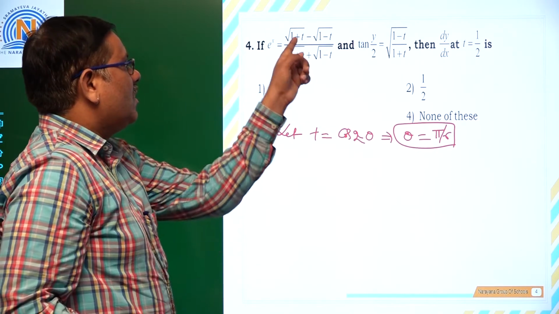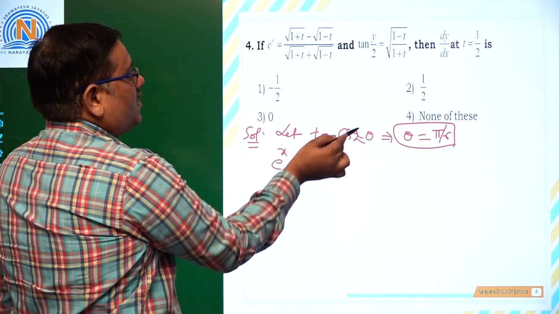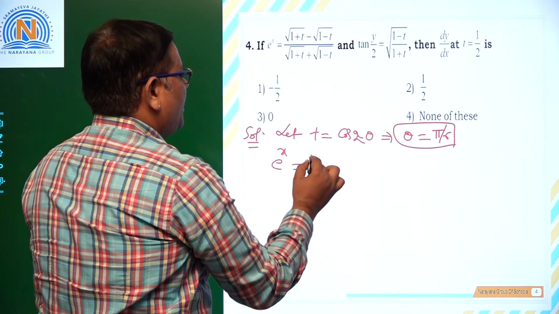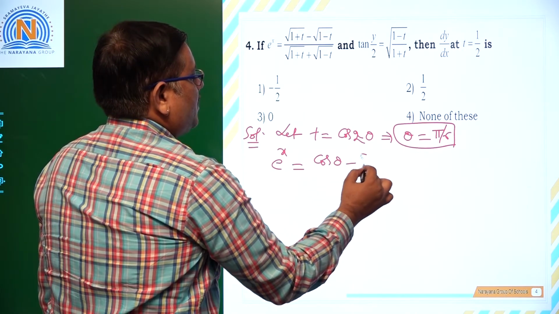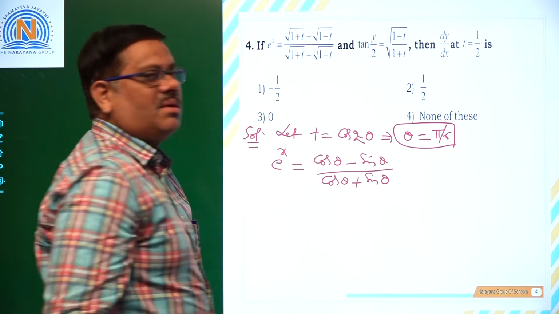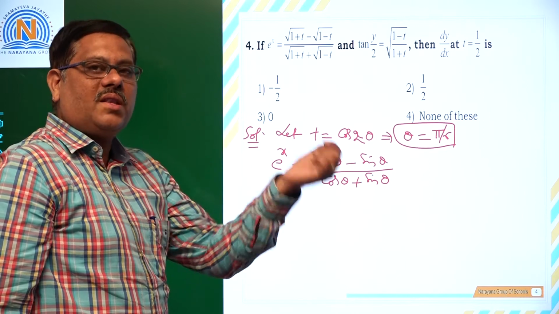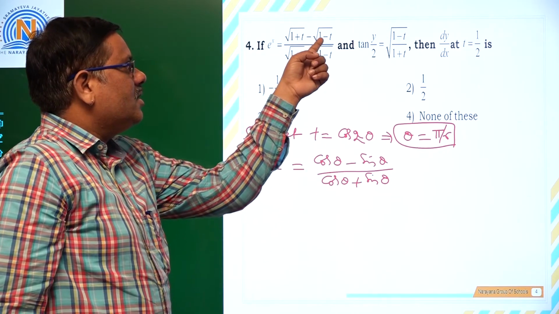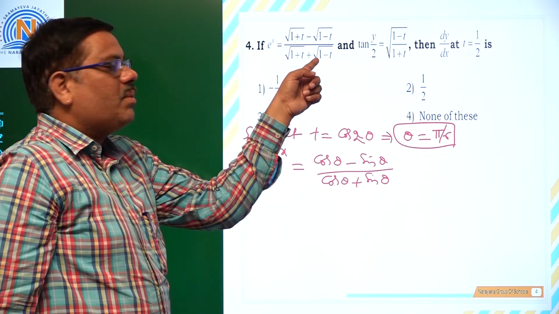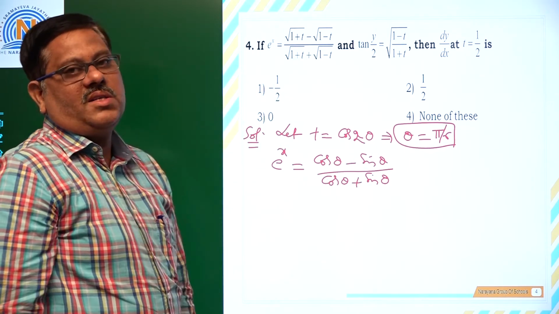Now, if t is equal to cos 2 theta, what does e power x become? e power x is equal to root over 1 plus cos 2 theta, that is nothing but root 2 cos theta, minus root over 1 minus cos 2 theta, by the same with a plus. So we can simply write it as cos theta minus sin theta by cos theta plus sin theta. If you apply the multiple and submultiple angles concept, root over 1 plus cos 2 theta becomes root 2 cos square theta, and 1 minus cos 2 theta becomes 2 sin square theta under the root, so root 2 sin theta. Here, root 2 cos theta plus root 2 sin theta. Throughout, root 2 will cancel. We are left with cos theta minus sin theta by cos theta plus sin theta.